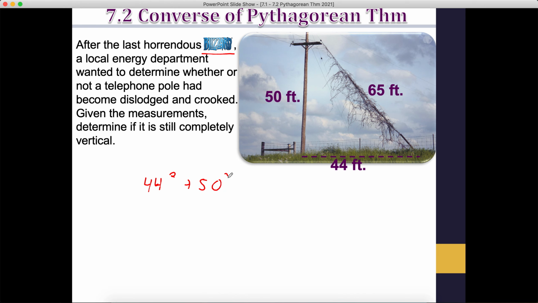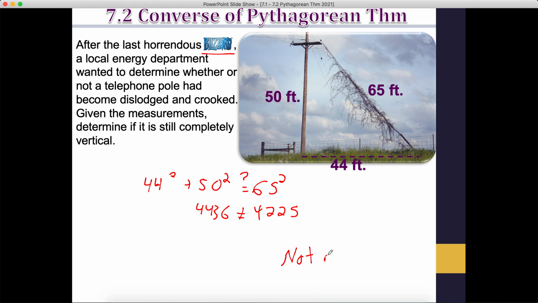44 squared plus 50 squared is equal to 65 squared. I'm going to throw a question mark here. I absolutely should have done this before, but let's see. 44 squared is 1,936. 50 squared, if I add them together, okay, this is 4,436. And 65 squared is 4,225. Ooh. What this implies is that no, this is not a right triangle.